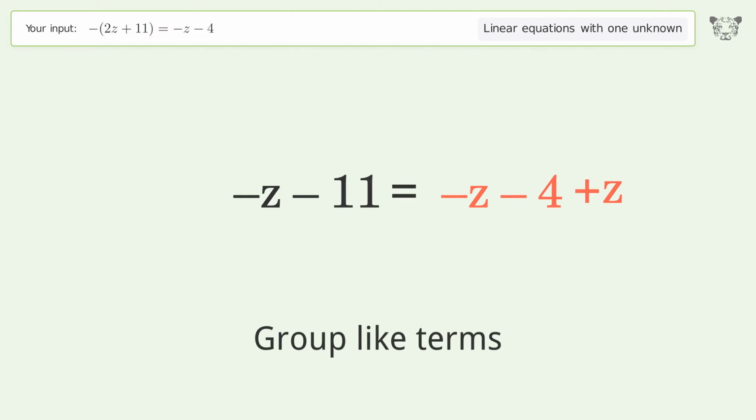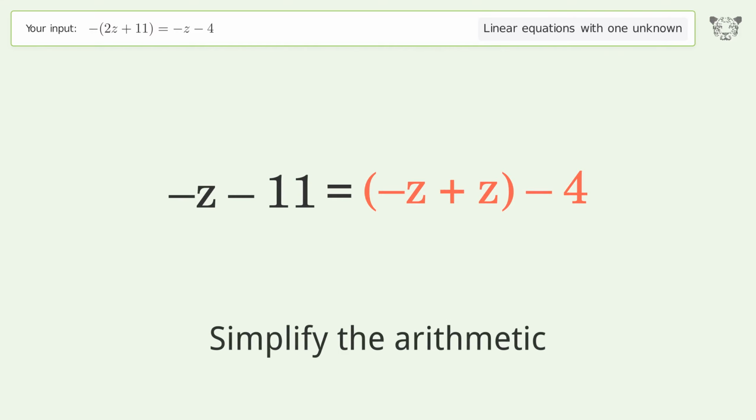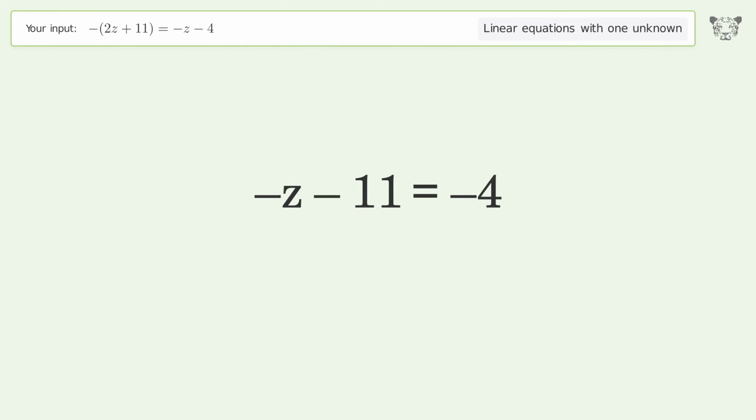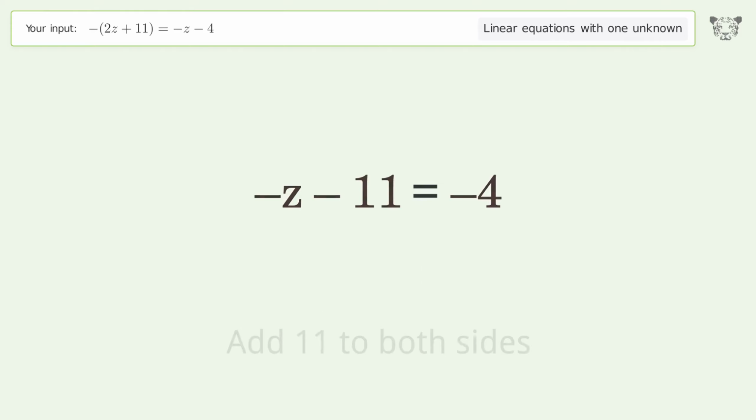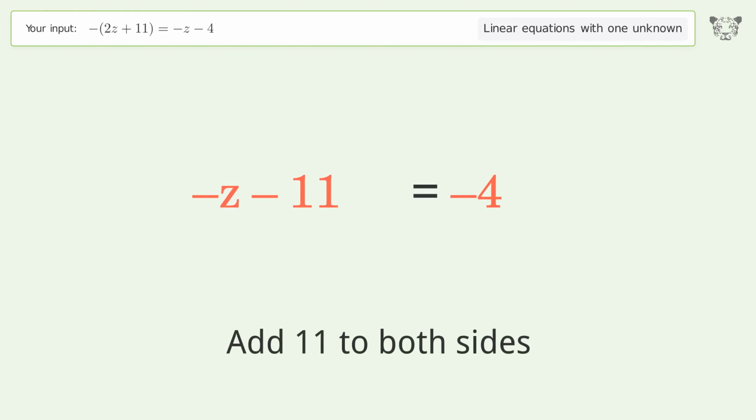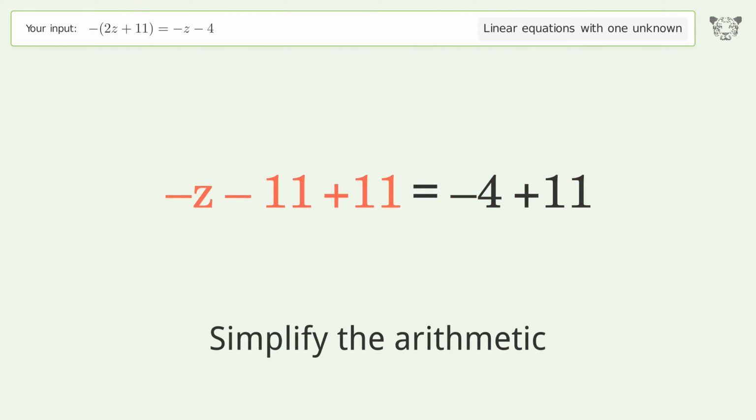Group like terms. Simplify the arithmetic. Group all constants on the right side of the equation. Add 11 to both sides. Simplify the arithmetic.